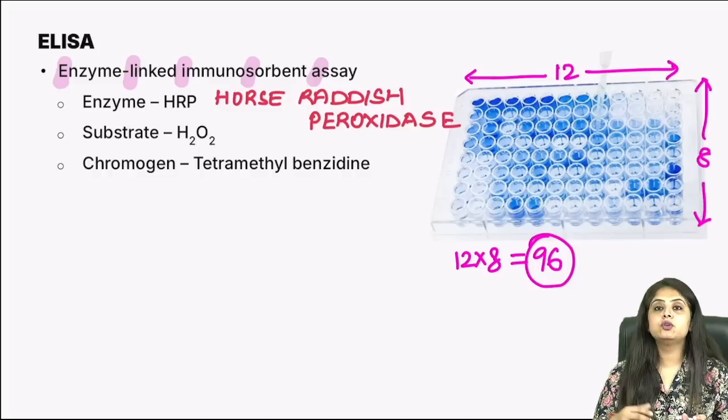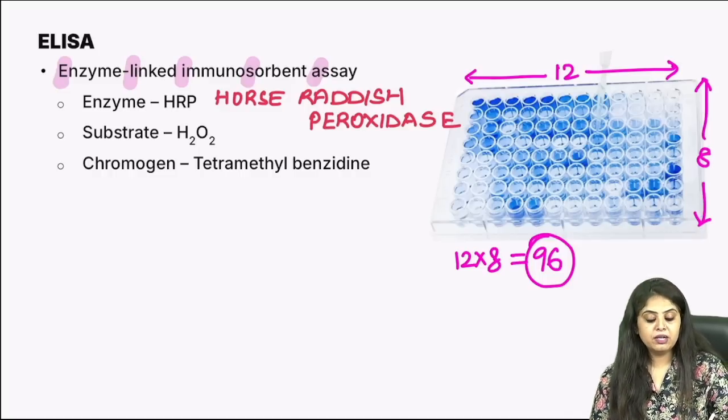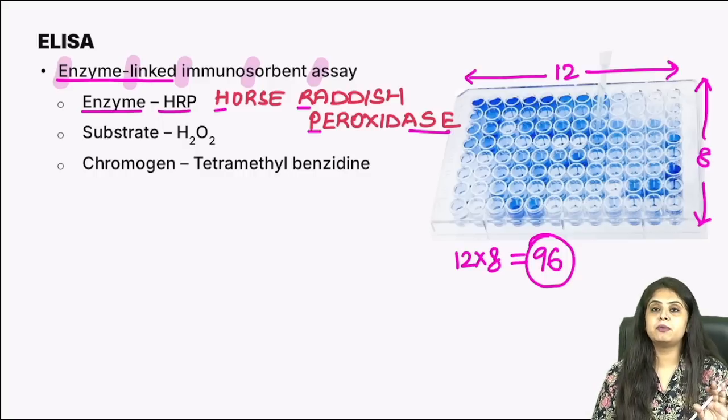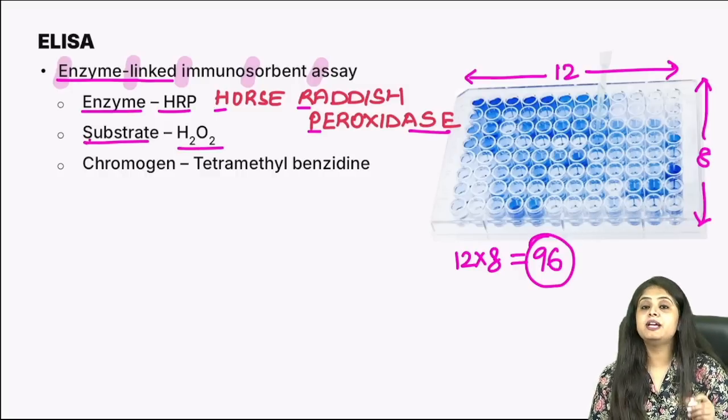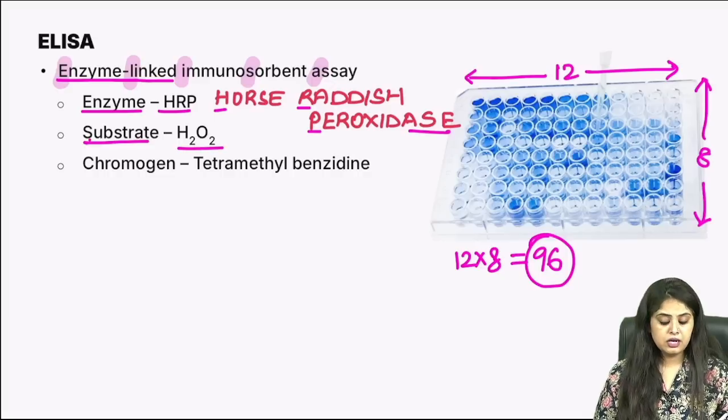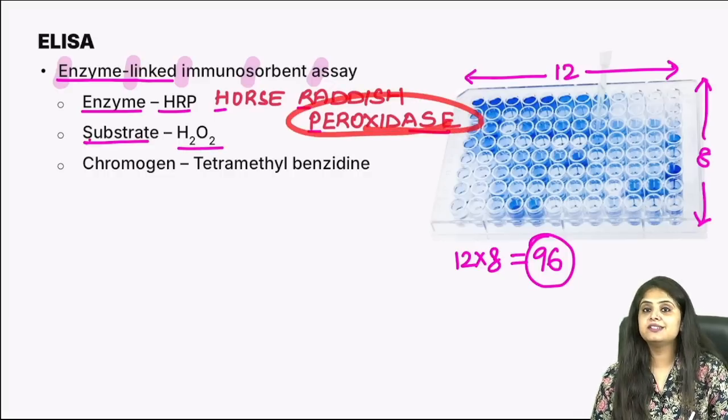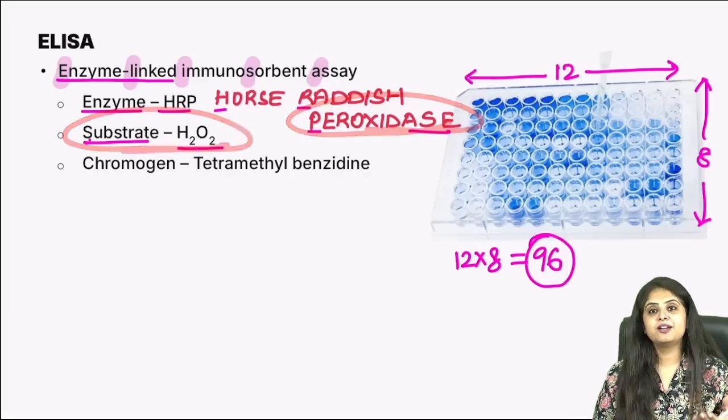Now, before I move on to direct, indirect, etc., what am I using? In every ELISA, I will be using an enzyme known as horseradish peroxidase. Even if you remember HRP, it's an enzyme. Whenever there is an enzyme, it always breaks a substrate. So that substrate you only have to provide. You will be adding a substrate called H2O2. Of course, if you use the enzyme peroxidase, the substrate that it will break will be hydrogen peroxide.